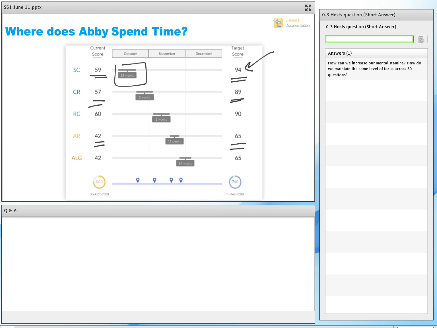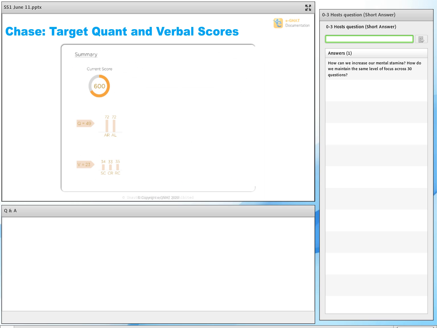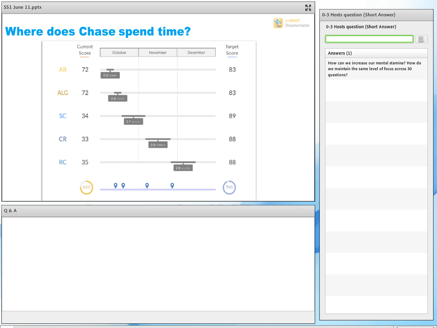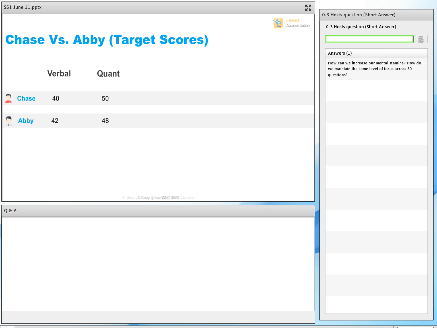Okay, so you need to get this certainty right at the very beginning, so that you can visualize that prep, you can have this map in your mind. Chase goes through a very similar process, and for him, the target scores are Q50 and V40, V41, and again, you can see the corresponding ability scores. You can see that Chase is spending a very different amount of time in the various subsections. And I know this is a bit blurry, so I'm going to list it out over here. So this is Chase versus Abby.